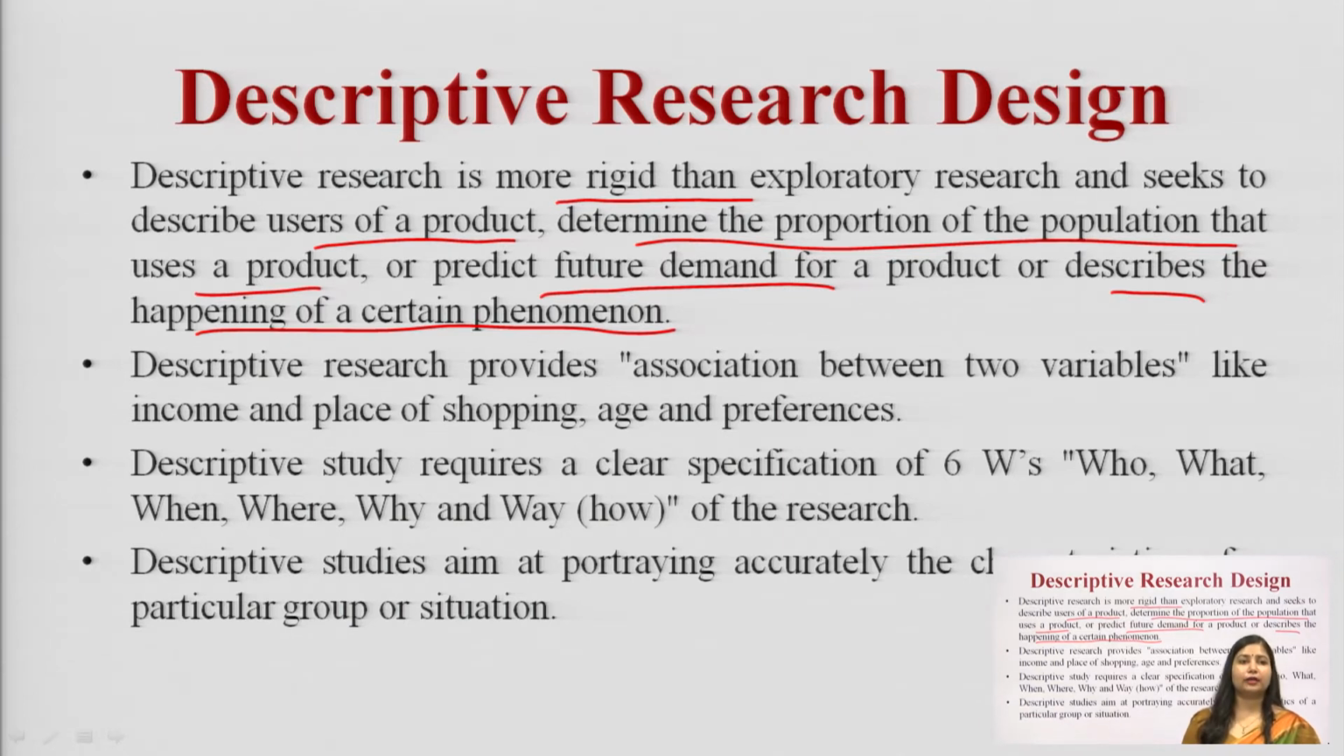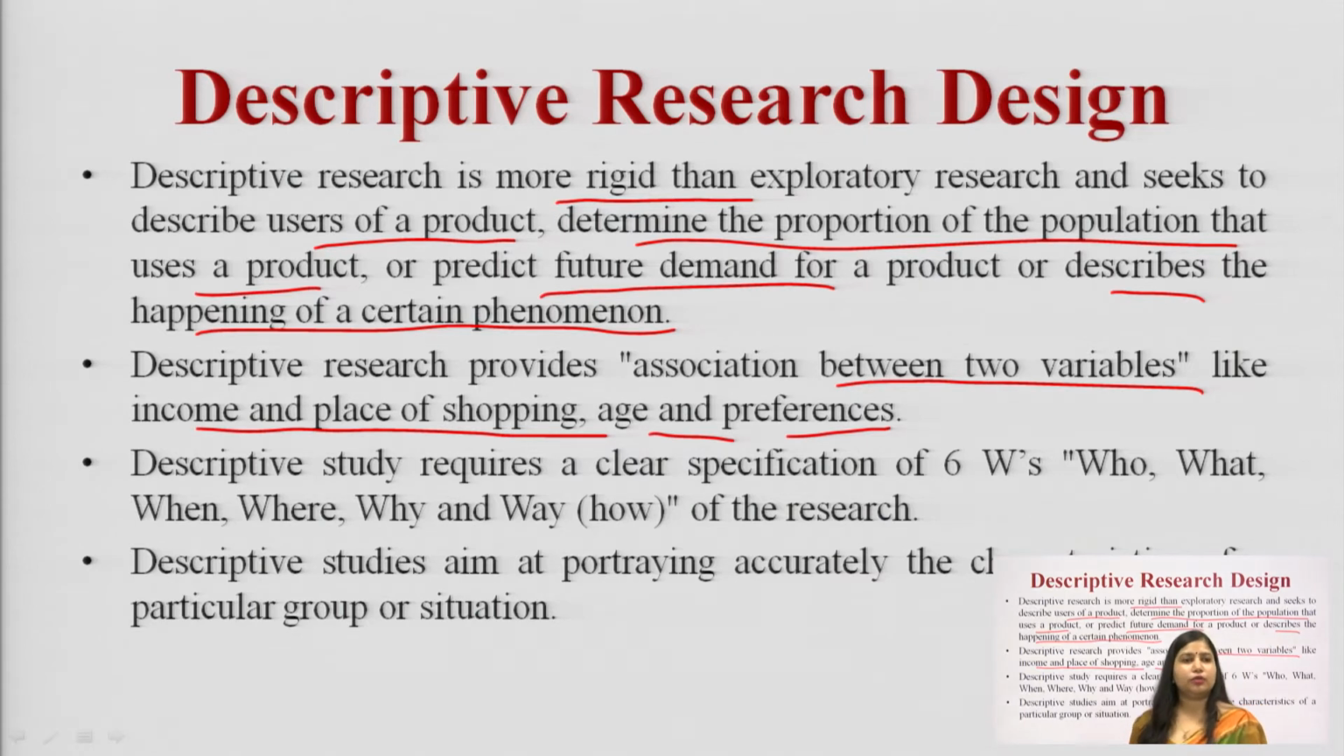These types of study will happen in your descriptive research design, and descriptive research also provides the association between two variables, like, take an example, income and the place of shopping, age and preference. Like you want to study the shopping habits of people and their differences in relation to income, age, preferences and the places of shopping.